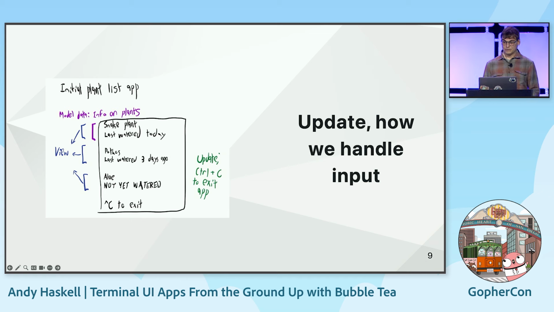And then finally, update is our logic for processing all the input our app gets. In the Elm architecture, we process those updates one piece of input at a time, getting an update and reflecting it in the model accordingly. So then that gets propagated to the view so the user sees it. And initially, the input we're processing is just the user pressing Control-C to exit the app. But later, we're going to be processing input like, for example, pressing Enter to water a plant.